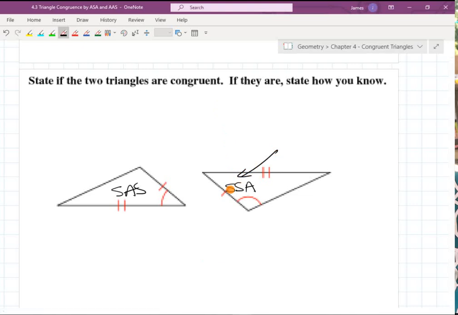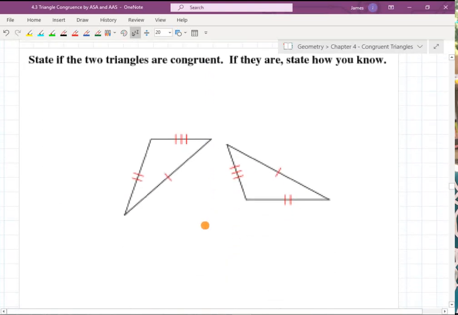So what I'm trying to get at with this example is you can't just look at one triangle and say, oh, that triangle has the orientation side, angle, side, so it's got to be congruent to this one too. Okay? They both have to demonstrate the same order of parts to guarantee congruency. These triangles might be 100% congruent, but with the information provided, we don't know that. Okay?